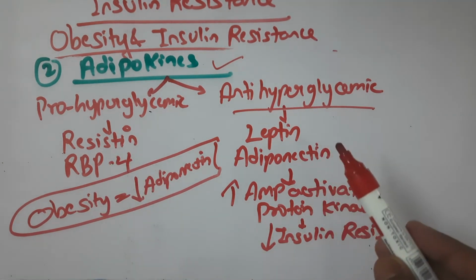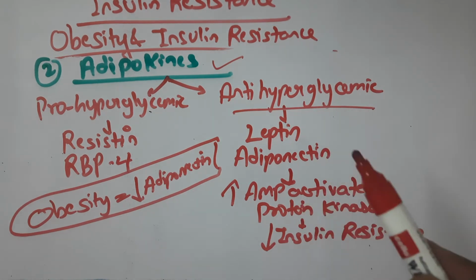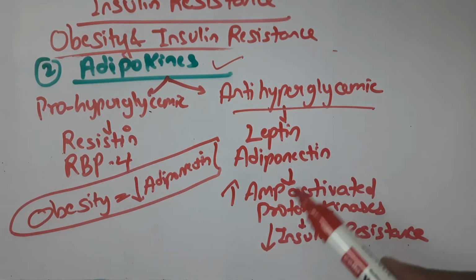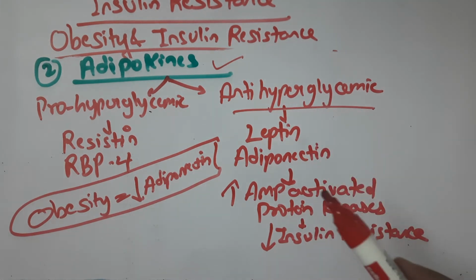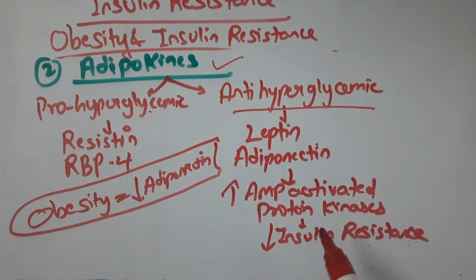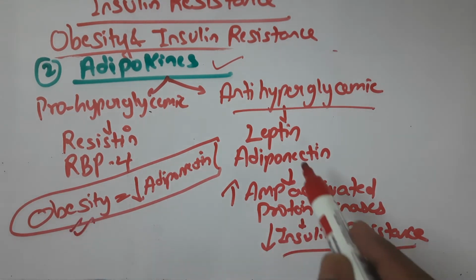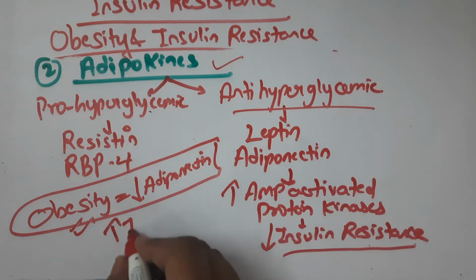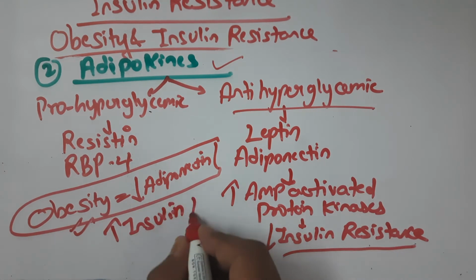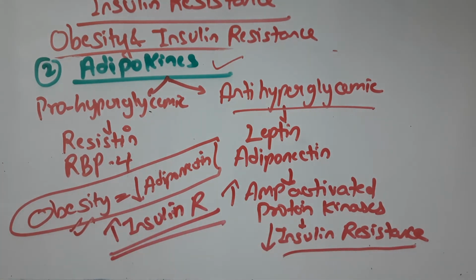Examples of anti-hyperglycemic adipokines are leptin and adiponectin. They act by enhancing the activity of AMP-activated protein kinases, and these kinases decrease insulin resistance. But what happens in obesity? If someone is obese, the adiponectin levels decrease, and if adiponectin levels decrease, ultimately insulin resistance will increase.